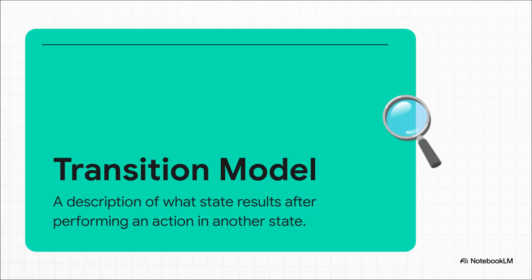Okay, so what happens when the agent actually takes an action? That's where something called the transition model comes in. You can think of it as the physics engine of the AI's world. It's a simple rule that says, hey, if you're in this state and you take this action, you will end up in that new state. It's just cause and effect.